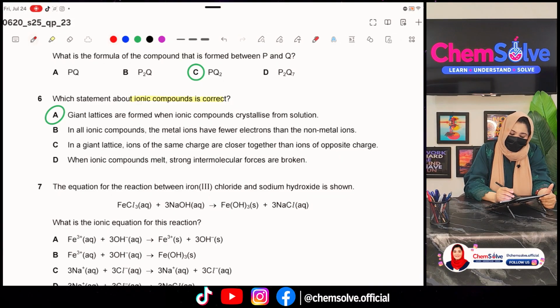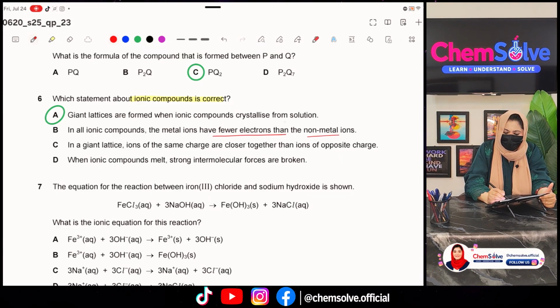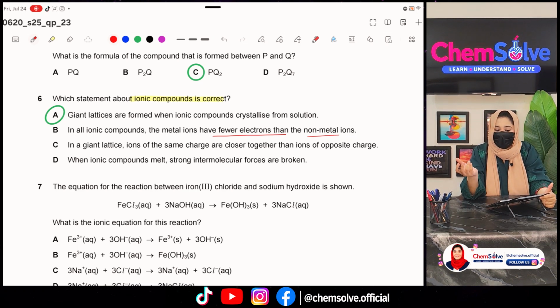In all ionic compounds, the metal ion has fewer electrons than the non-metal ion. It is not like that. Electrons could be less for the metal and more for the non-metal, or more for the metal and less for the non-metal. This is not the case here.